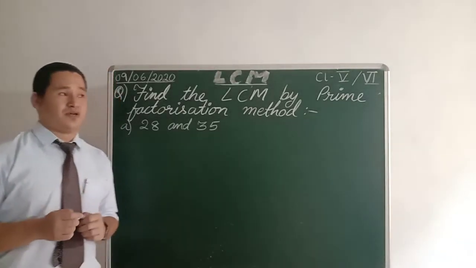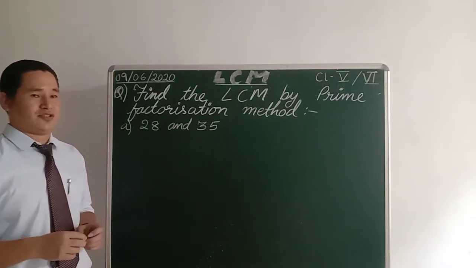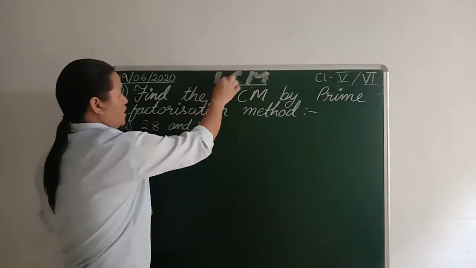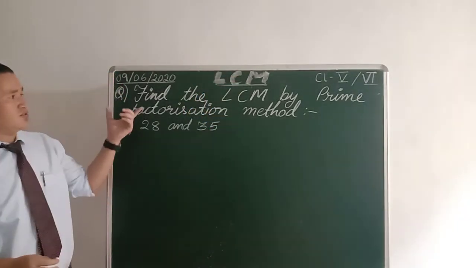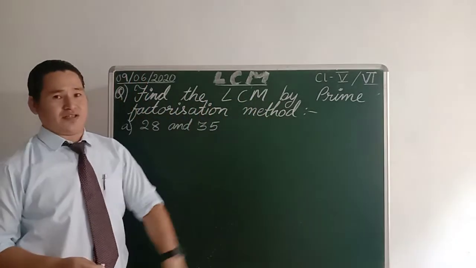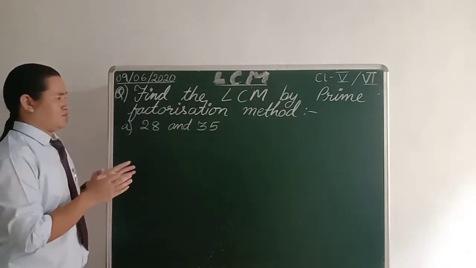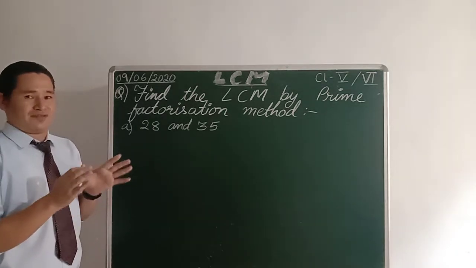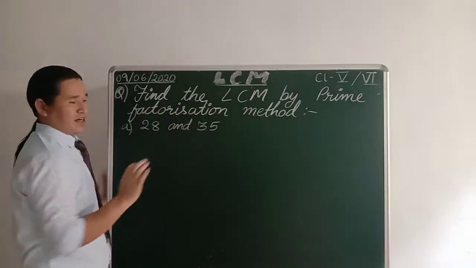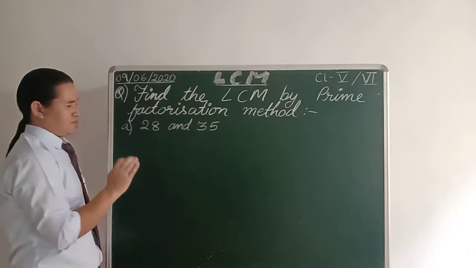So in the previous episode I taught you how to find the HCF by different methods. Today I am going to teach you a new lesson, that is LCM. Here the question is: find the LCM by the prime factorization method. Here also, you will get the given numbers, and you have to find the factors first. So now the numbers are 28 and 35. How do we find the LCM of these numbers using the prime factorization method?